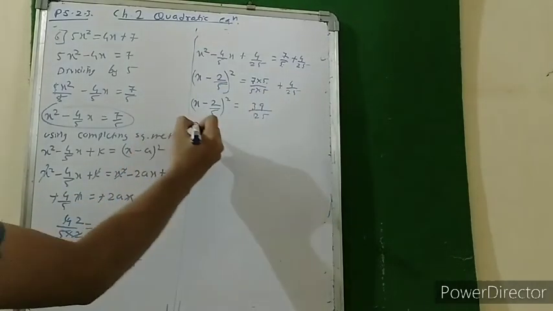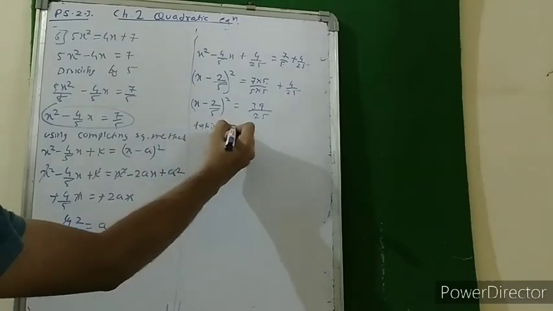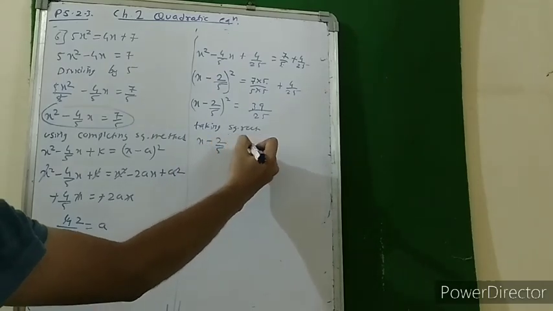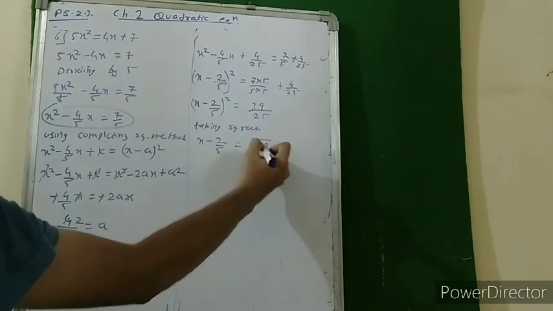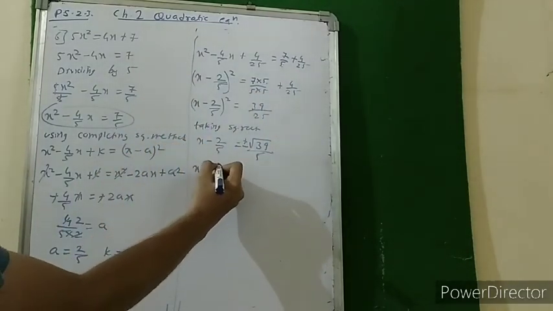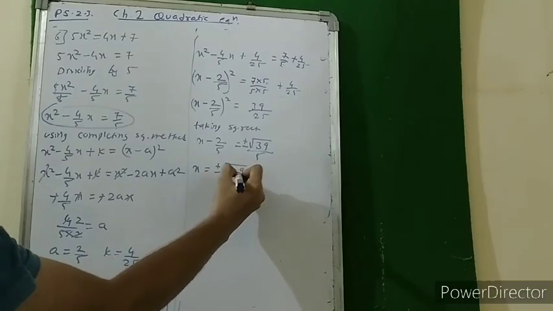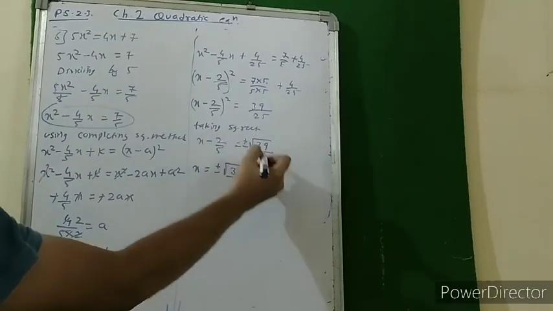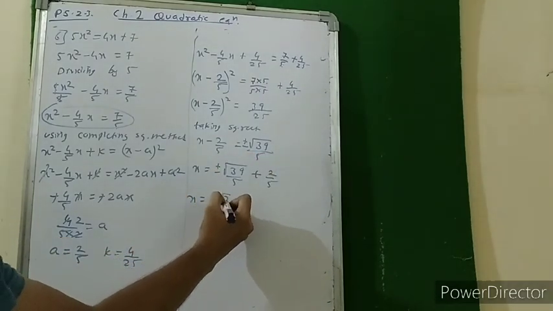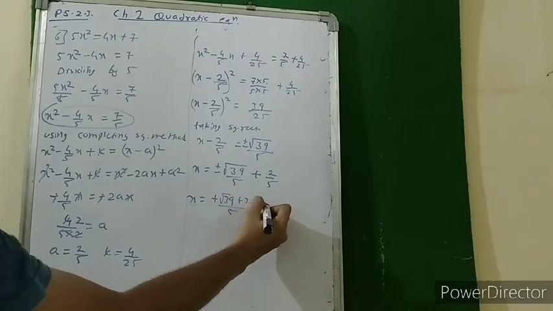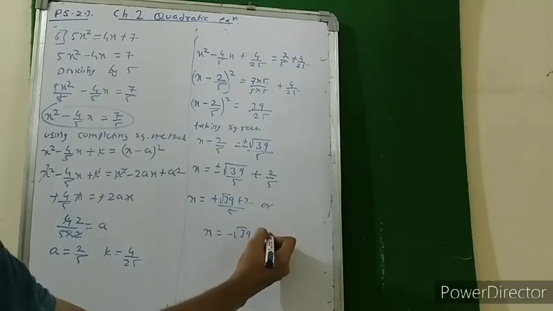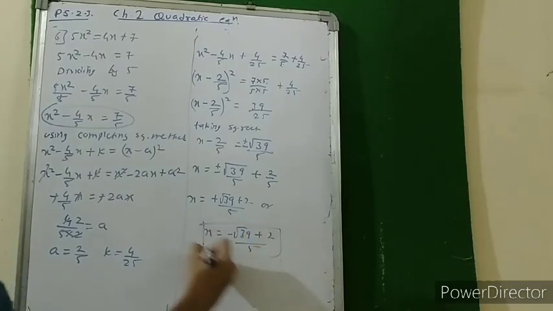So now taking square root, I have x minus 2 upon 5 equal to plus or minus square root of 39 upon square root of 25, and square root of 25 is 5. Then the value of x will be plus or minus square root of 39 upon 5, minus will become plus 2 upon 5. So value of x is plus square root of 39 plus 2 upon 5, or x is equal to minus square root of 39 plus 2 upon 5. So we have this solution. Okay.